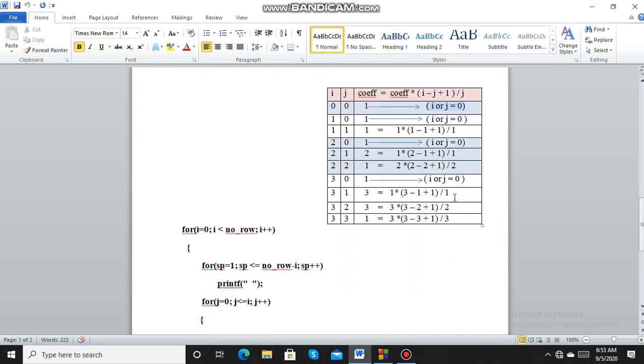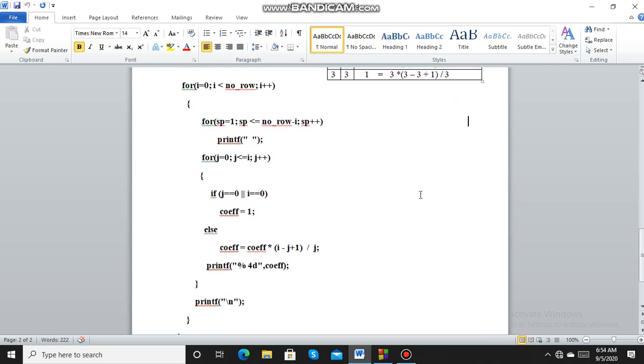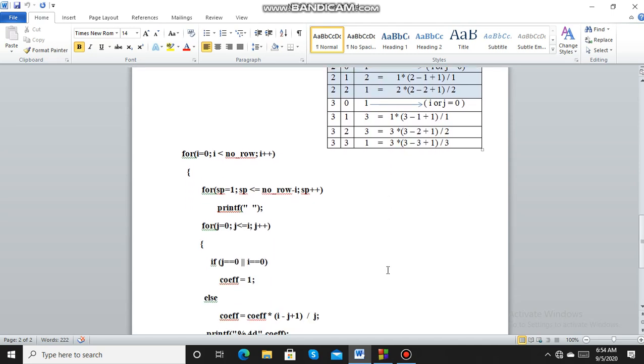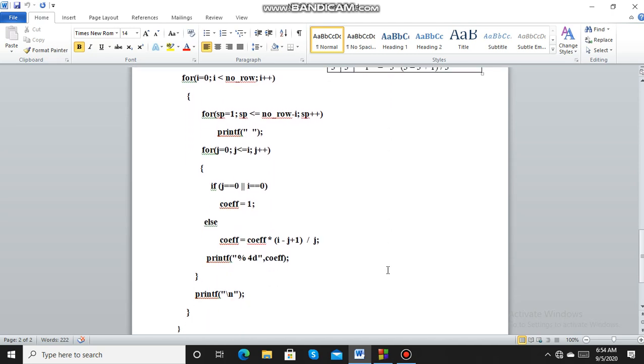After printing the 4 spaces, to print the digits we get into the j loop. So i is 1 and j is 0 now. If either of them is 0, the coefficient is 1 and that will get printed. Here i is 1 and j is 0, so coefficient 1 is printed. After that, i remains 1 and j becomes 1. j is incremented once more.